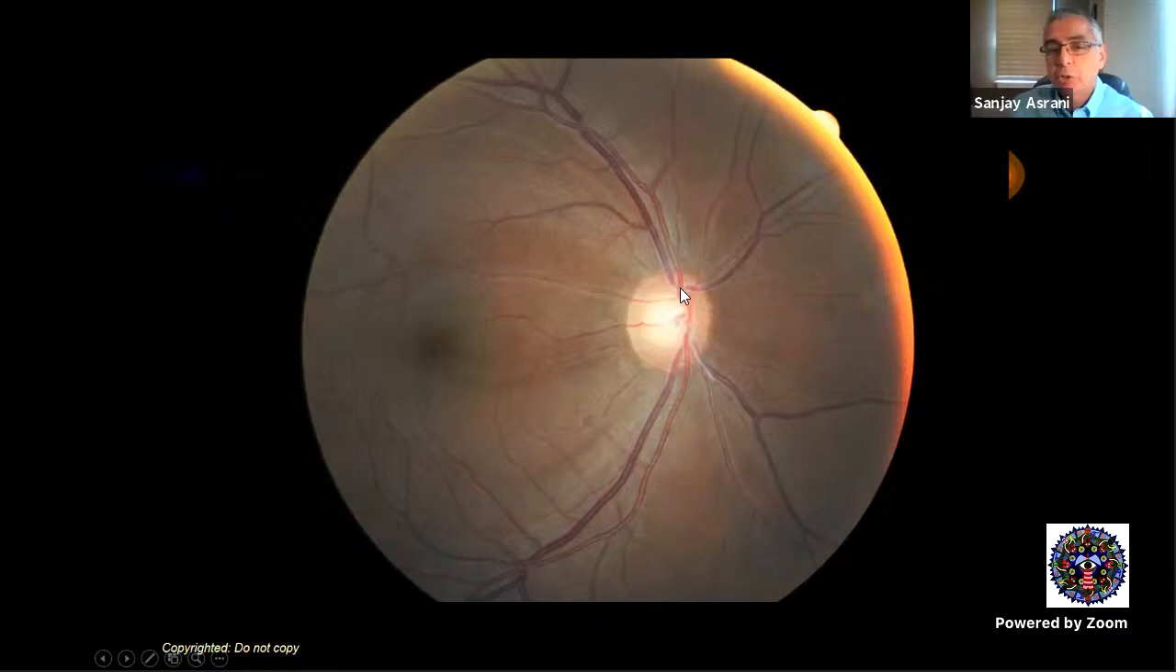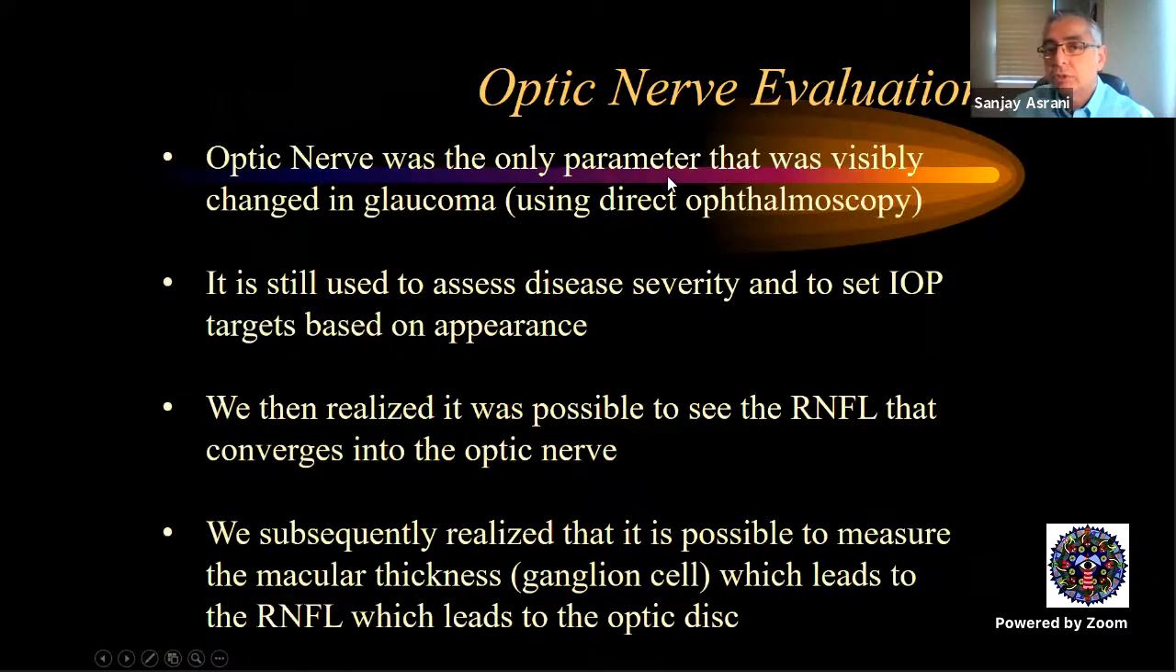Now, if you concentrate on only the optic nerve and the neuroretinal rim, you will miss these nerve fiber layer defects, which are pretty obvious. So we need to focus on not just the optic nerve, because after all, the optic nerve was the only parameter that was visibly changed in glaucoma using direct ophthalmoscopy, which is what was available to us for the past 100 years. It is still used, that is the optic nerve evaluation, to assess disease severity and to set up pressure targets based on appearance.